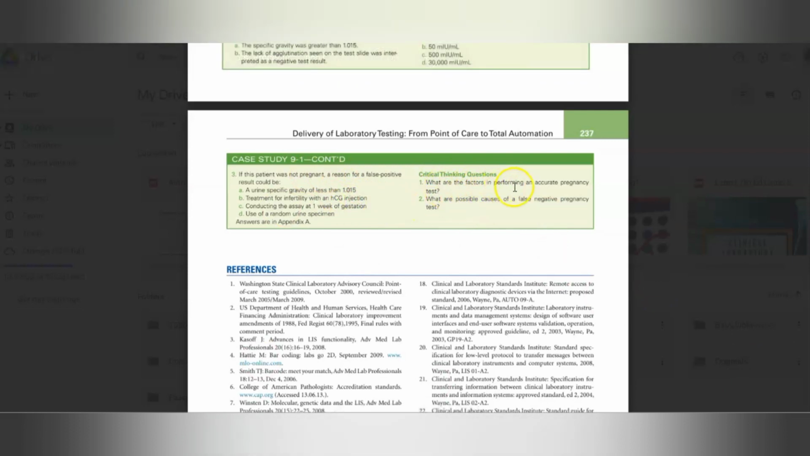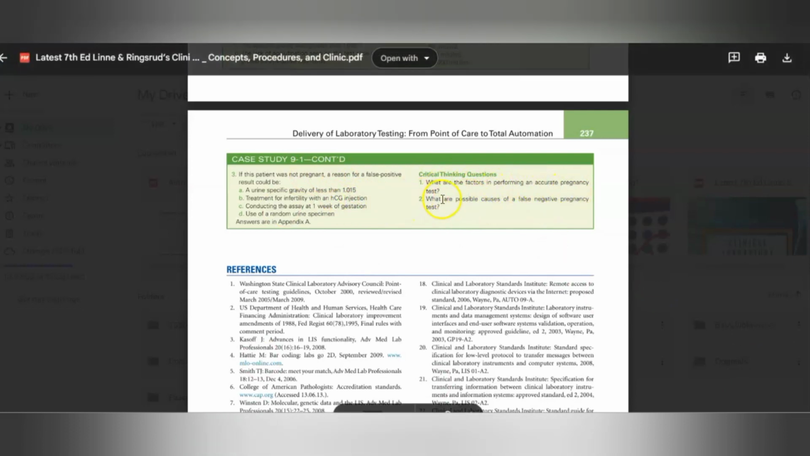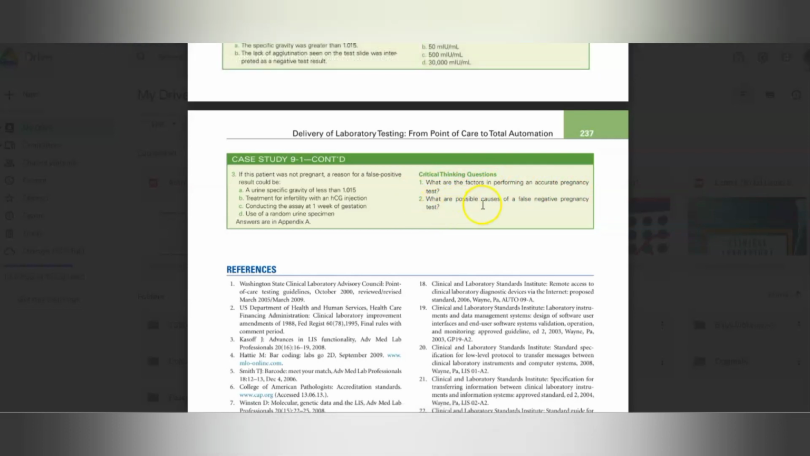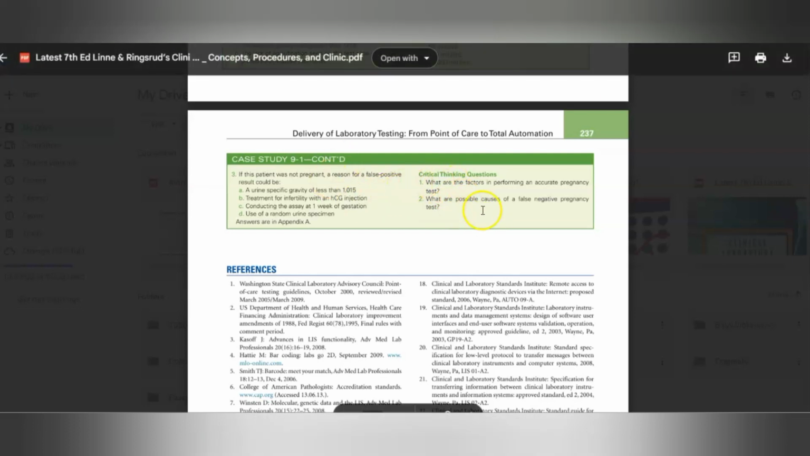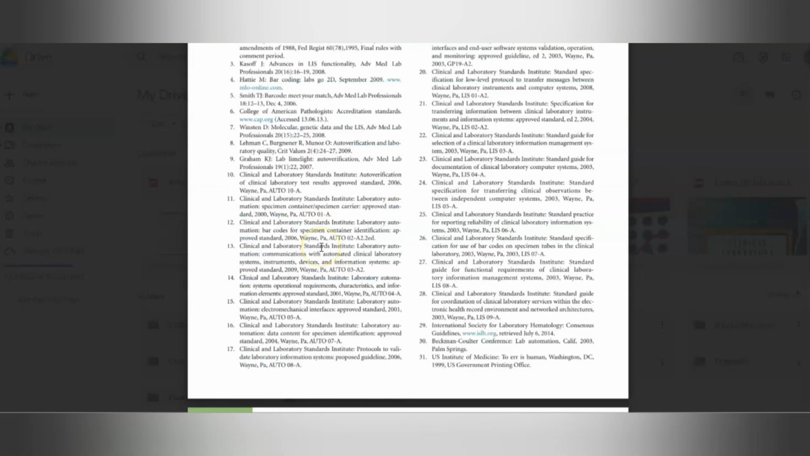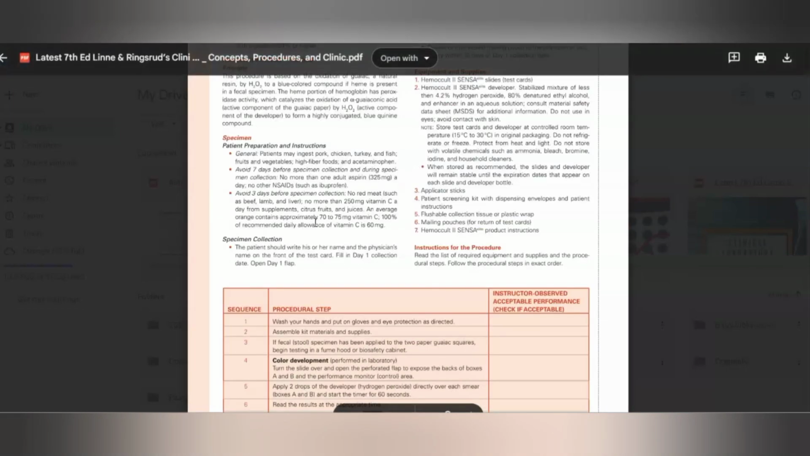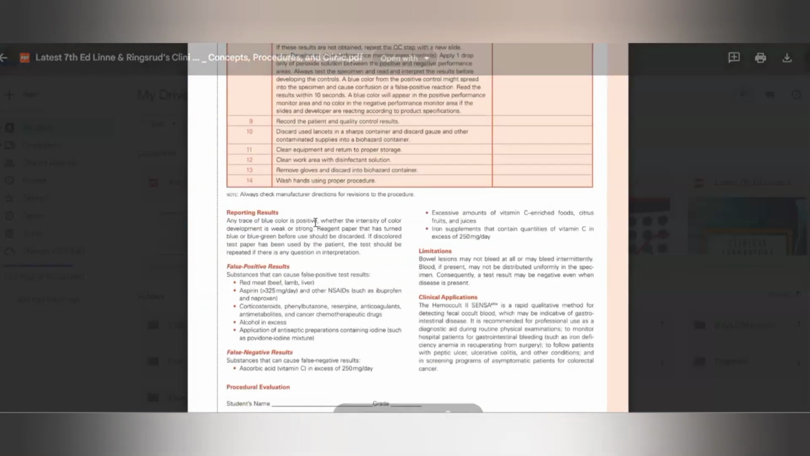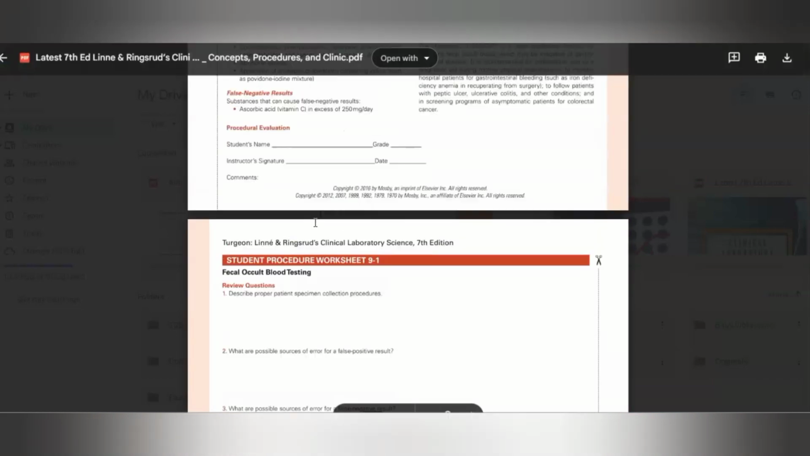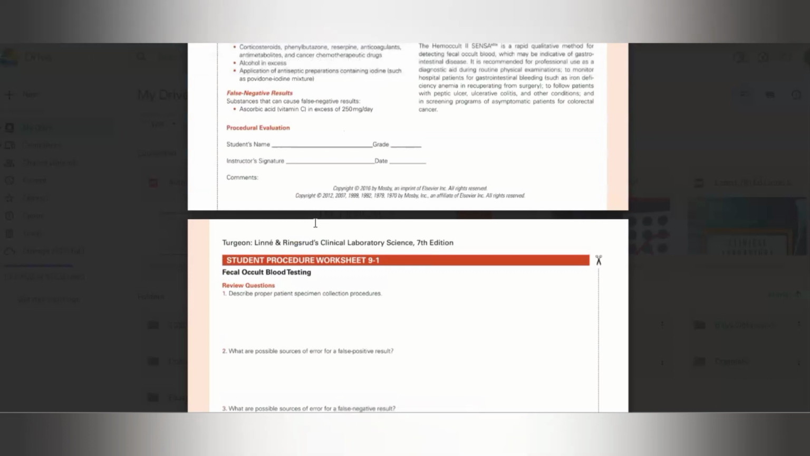And then you have a critical thinking question here after doing the case studies. Number 1, what are the factors in performing an accurate pregnancy test? Number 2, what are possible causes of false negative pregnancy tests? Those are critical thinking questions that will jog your mind to think further. And of course, some of them, as you can see, are related back to the case study. So guys, this book is very, very good. It has questions, it has case studies, it has activities that can jog your mind to read further.